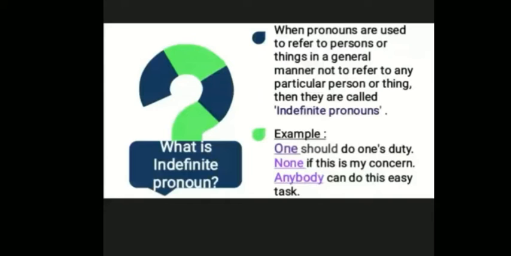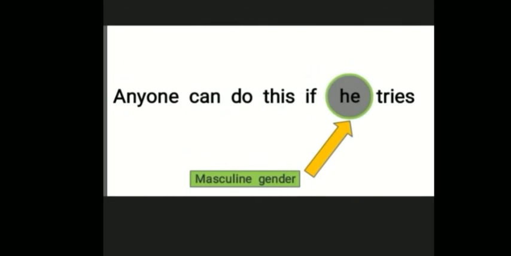By using them, we can't recognize any particular person, but when we can't recognize the gender of it, in this type of case, generally we use the masculine gender. Here is one example of it. Anyone can do this if he tries. Here, he is the masculine gender.